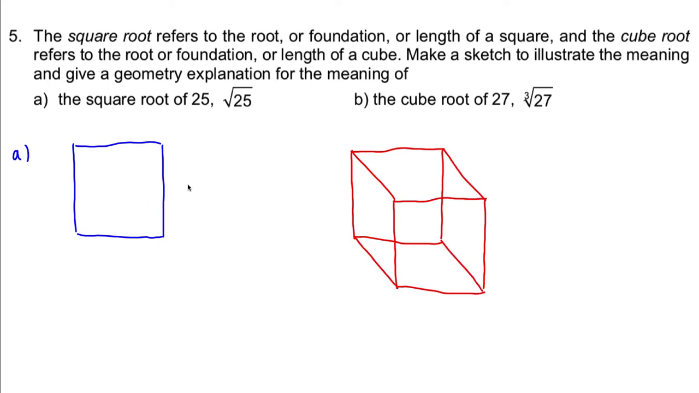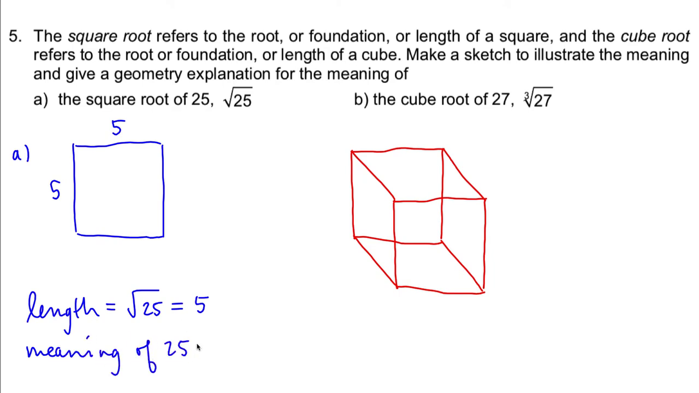And in this particular case, I want to find what the length is, and I'm given the square root of 25 as the length. So the length is equal to the square root of 25, which simplifies to 5. So we have a length of 5 and a length of 5. And the meaning of the 25 then, which is 5 squared, is the area of the square. So I'm going to put L for length equals 5, and I'm going to put area equals 25.